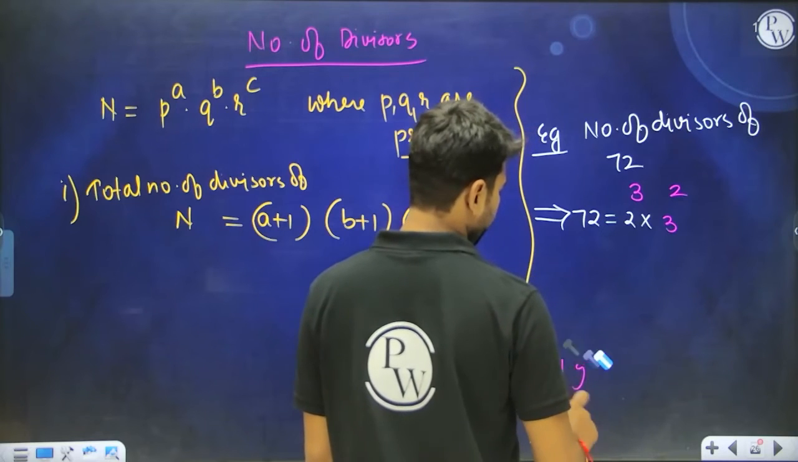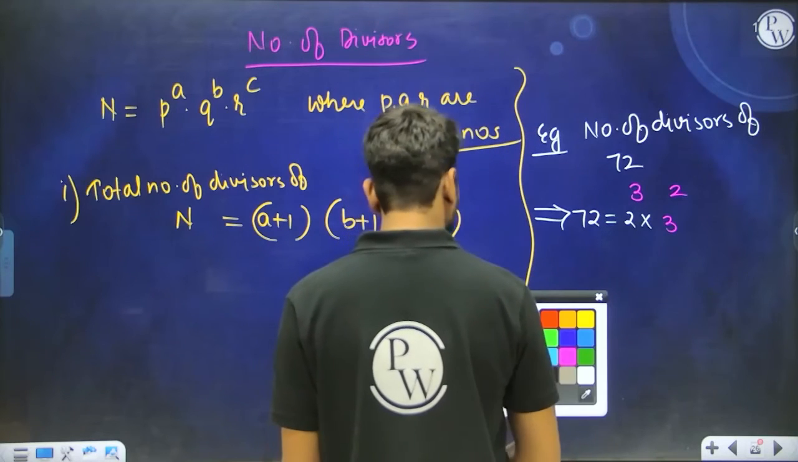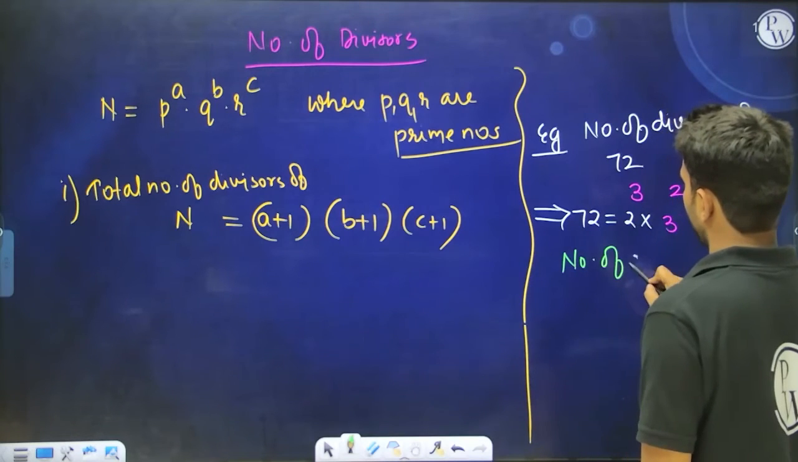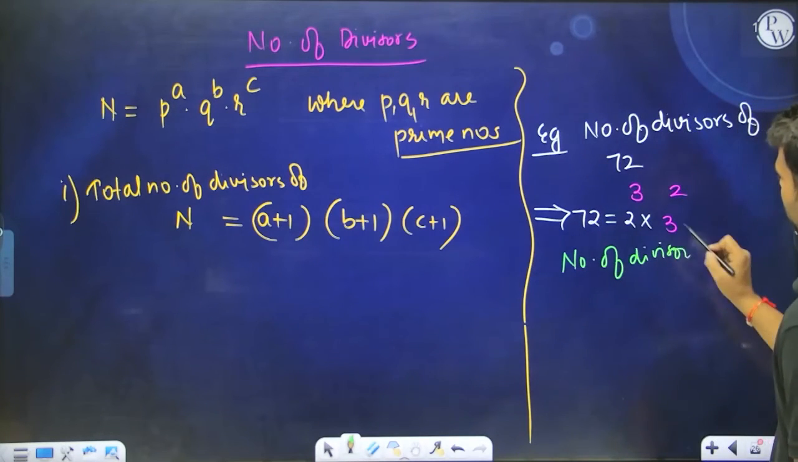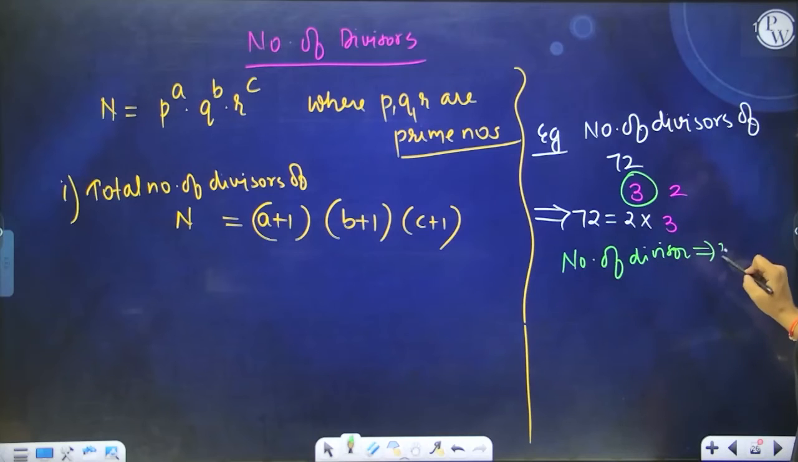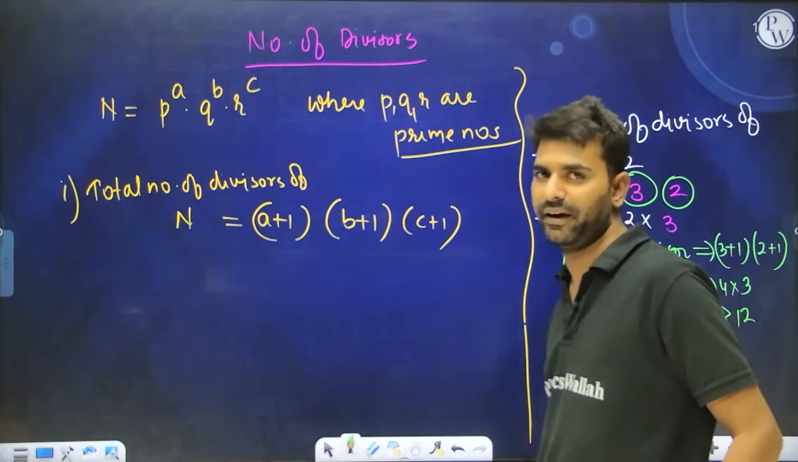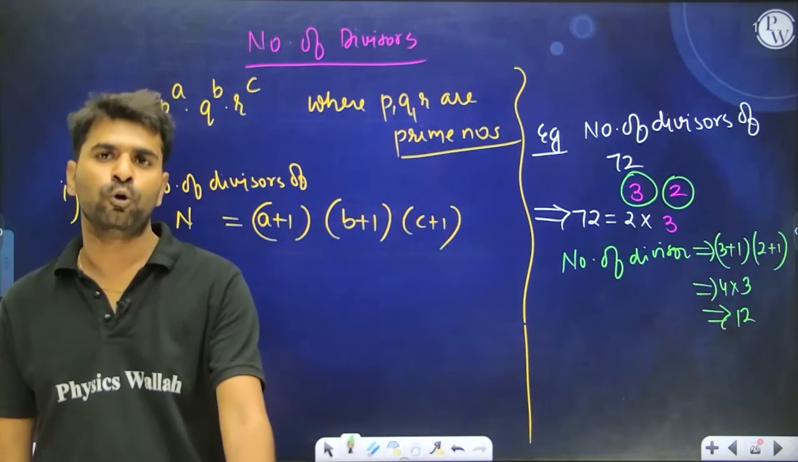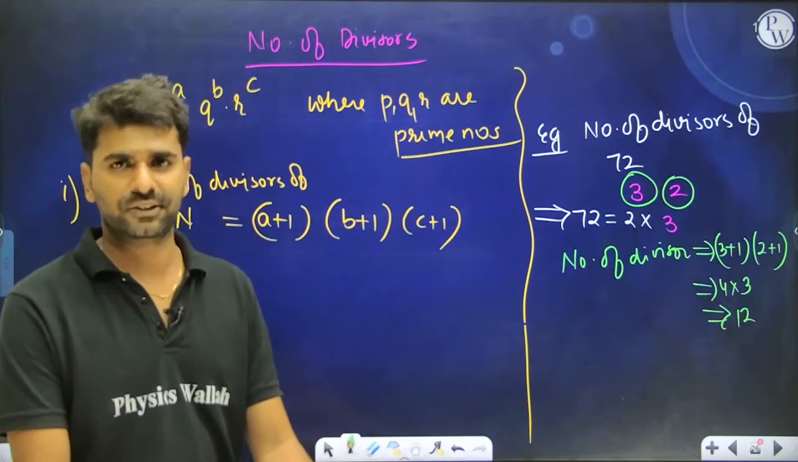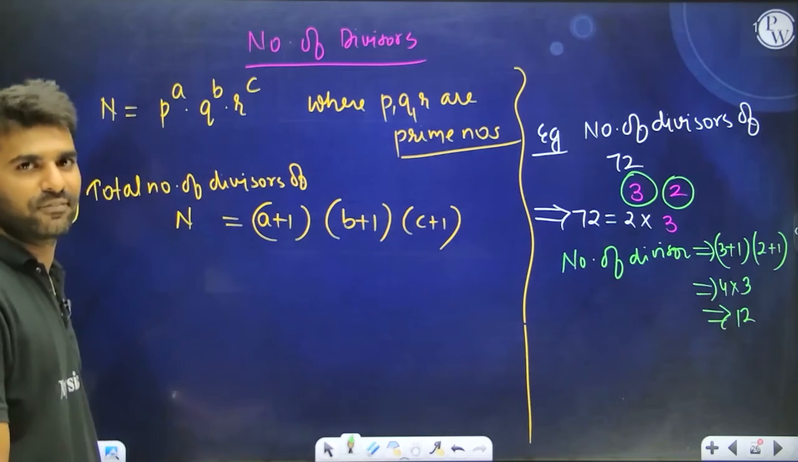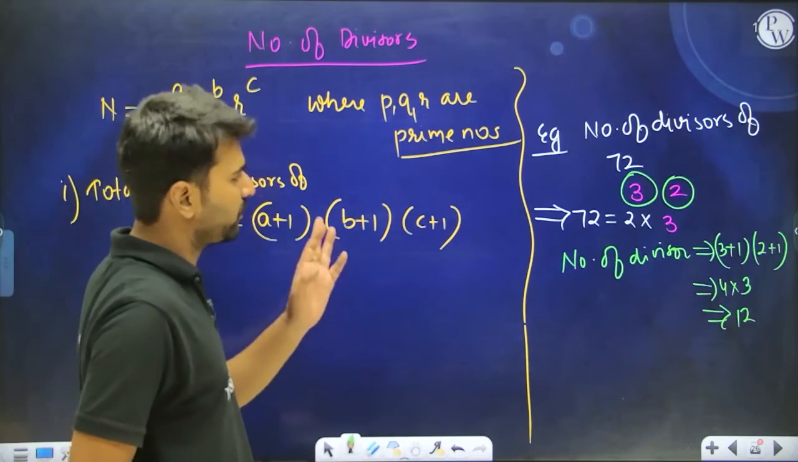So as per the formula, the number of divisors will be what? You take the power and add 1. Take this power, add 1 to this. Multiply all of these things. So 4 times 3 is 12. So 12 divisors 72 will be having: 1, 2, 3, 4, 6, and so on. Like this 12 divisors will be there, including 72 itself, 36, 18, like this. Okay, so this is the formula.